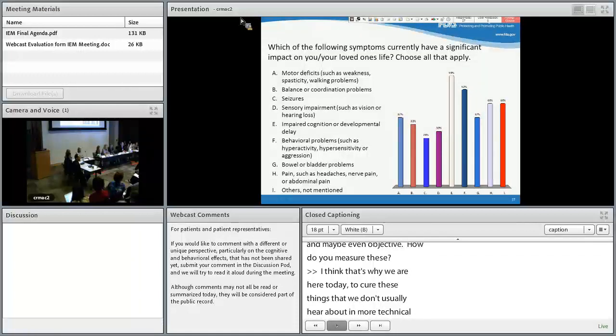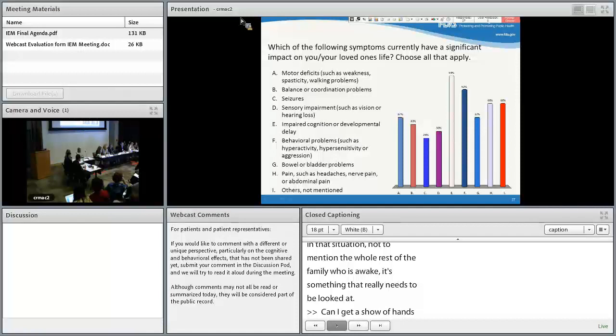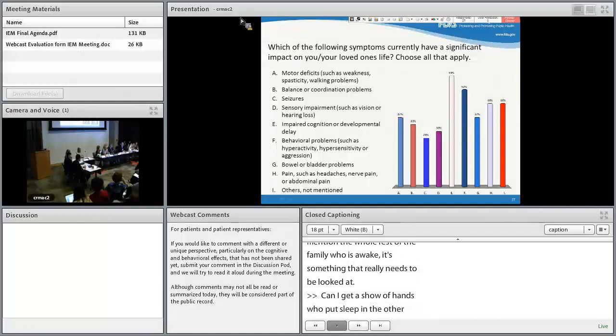I just want to go back to sleep, which you mentioned, and sleep is critical. Our son, who has Sanfilippo, will go for weeks without sleeping, and you just can't function. So you take a look at aggression and everything else. When you're in that situation, not to mention the whole rest of the family who is awake, it's something that really needs to be looked at. Can I get a show of hands who put sleep in their other category? Okay, so this is Sanfilippo.